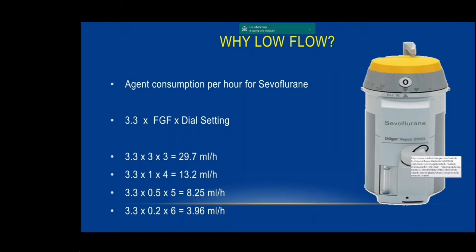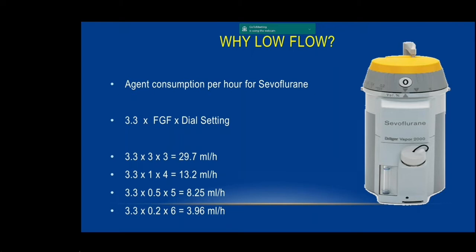There's another anesthetist who uses 1 liter of flow. So he or she keeps the dial at around 4. So he or she uses 13.2 ml per hour. So in a 5 hour case, it will end up using 65 ml of sevoflurane. There's another anesthetist who uses 0.5 minimal flow. So the dial is on 5, so it's about 8.25 ml per hour. So in 5 hours, it will be 40 ml.